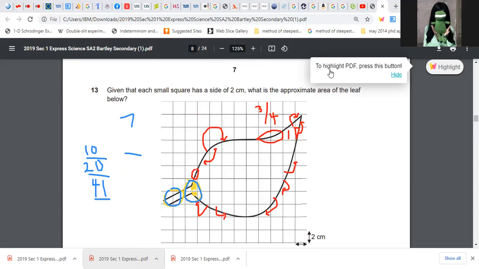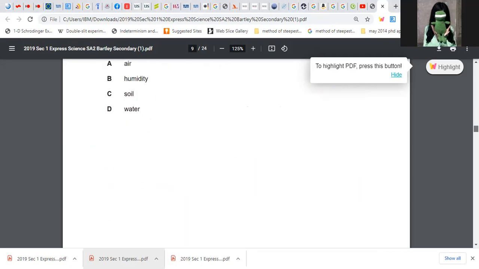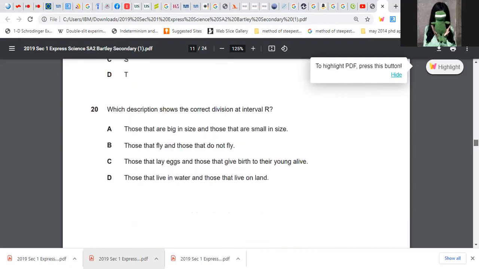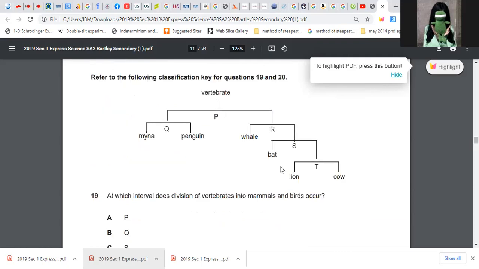Okay, next one. Any other wrong question? Question 20. Okay. R, okay, okay. Well, then you divide into that. Okay, so what should be the R? D.